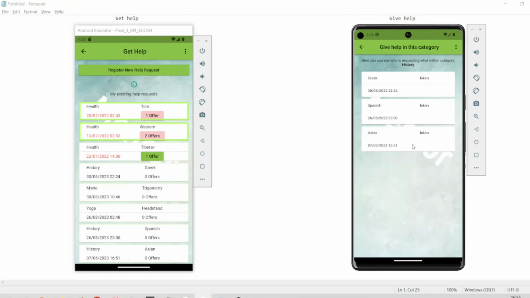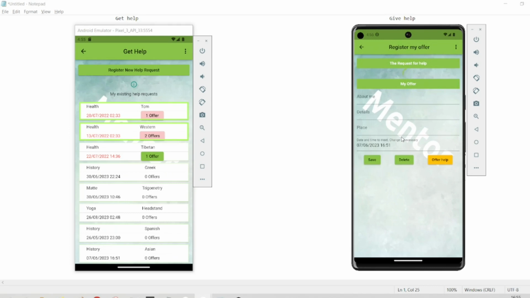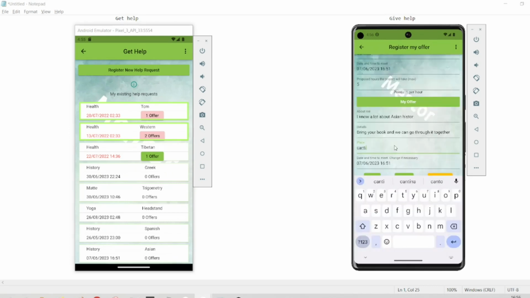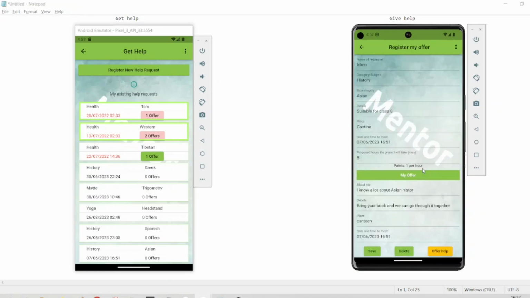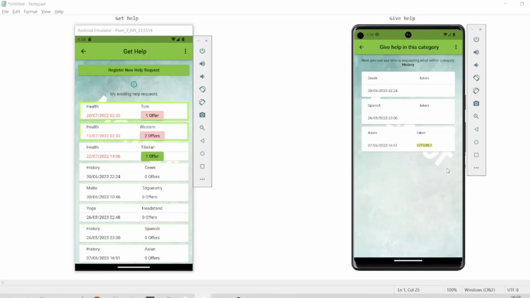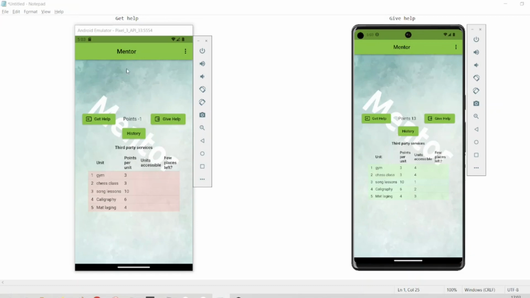This looks promising, so we make an offer and write our offer. We are satisfied with this and therefore press the button, Offer Help, to the person who wants help. We press OK. Good. We have now submitted an offer. Then we can go back to the person seeking help.